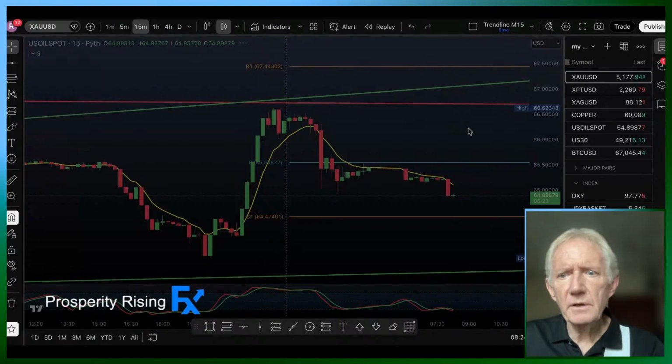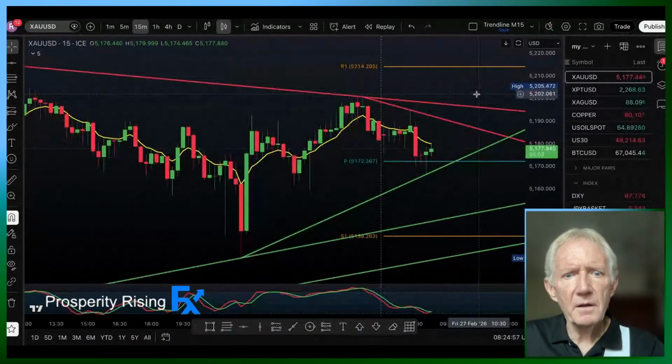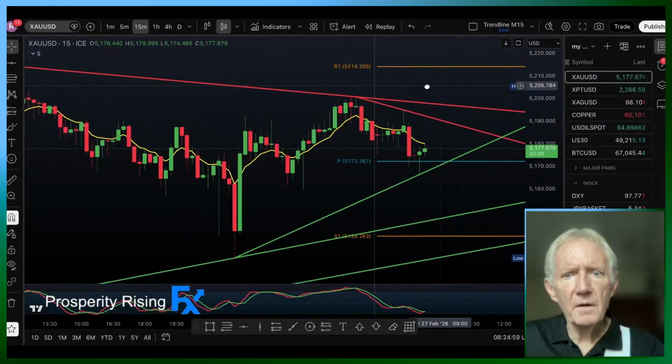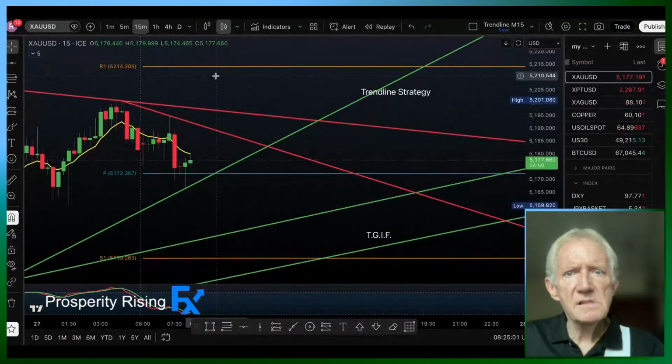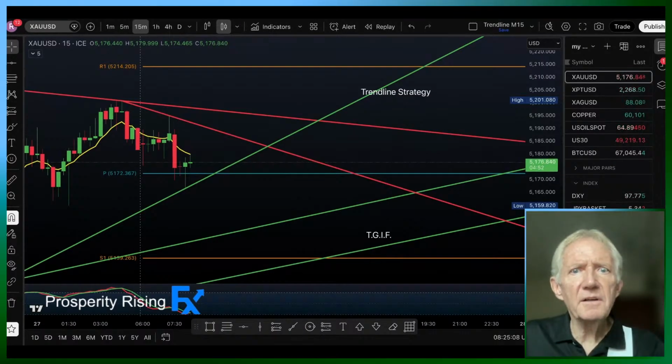Trying to change back to my gold chart. There we go. Just froze up, just lost me for a second there. Sorry about that. I don't have a real great internet connection at my condo.